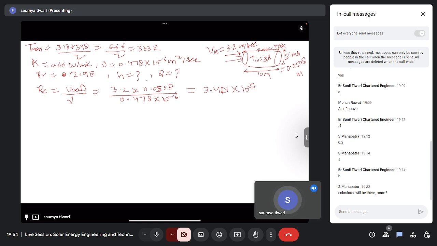Now this is the case where your wall temperature is higher than your fluid temperature. So heat is transferred from the wall to the fluid. It's a case of fluid heating. So we know the correlation for forced convection. For the Nusselt number it will be 0.023 Reynolds number to the power 0.8 into Prandtl number to the power n, where n is equal to 0.4 for the heating case.